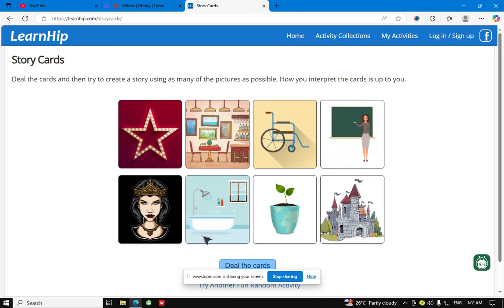And then the next one is a bathtub. Yeah, I think this is a restroom. There is a bathtub and a shower. And then the seventh one is a vase. Yeah, there's a plant growing in the vase. So yeah, the last one is the castle that we talked about yesterday. So we're gonna make a story out of these eight pictures.